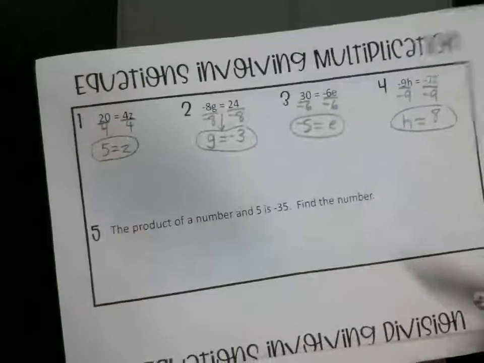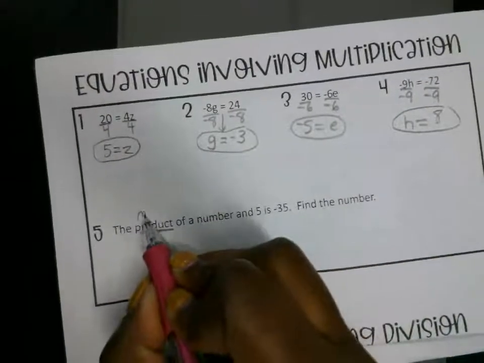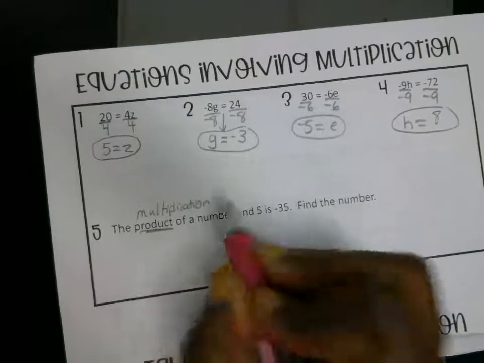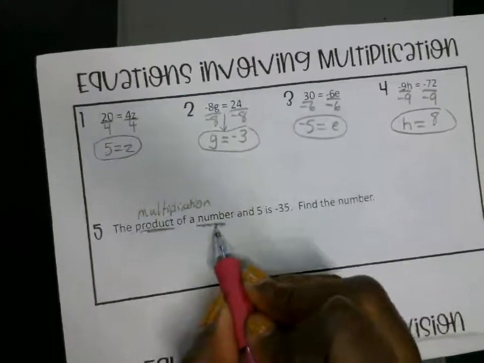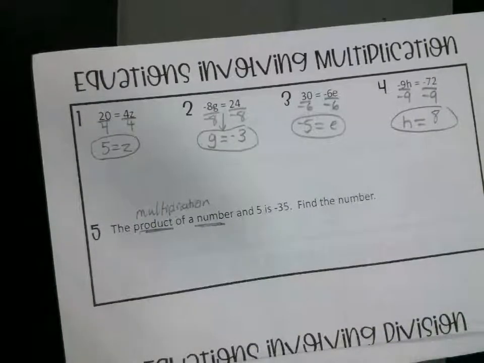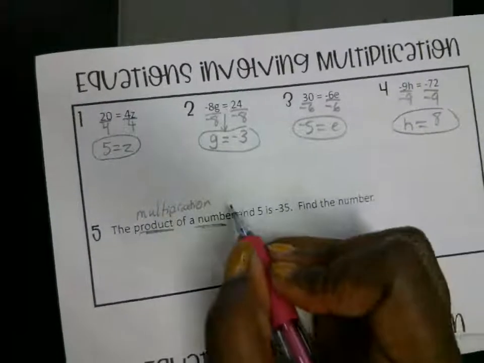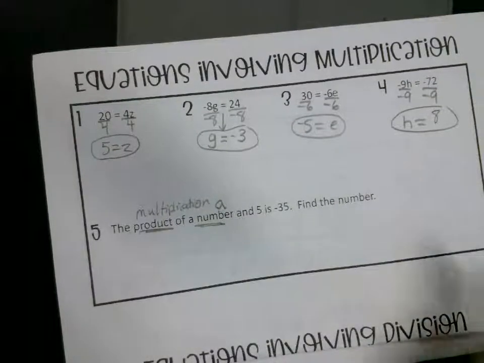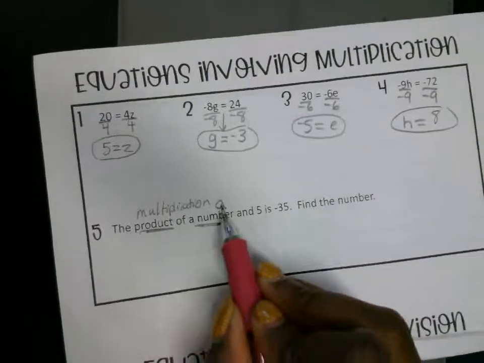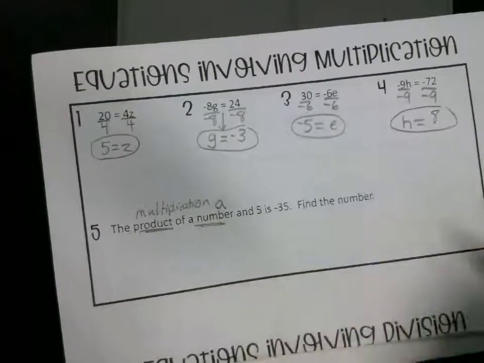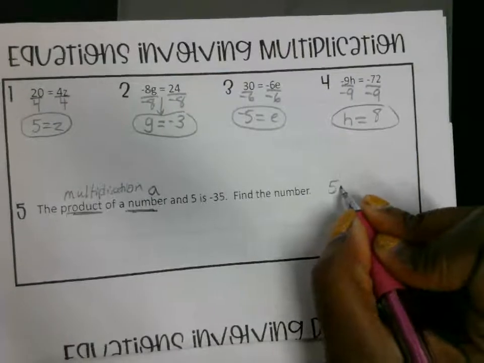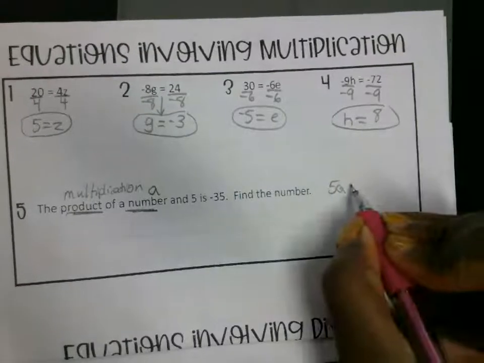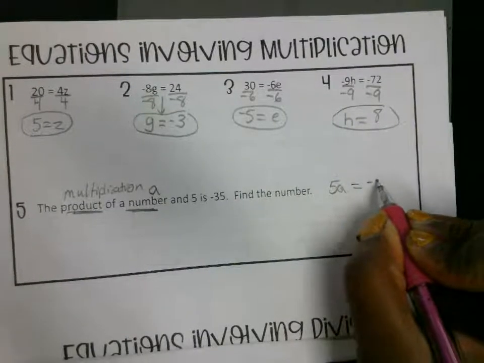Let's look at 5. The product, that's multiplication, of a number. We don't know. It didn't tell us what the number was, so we're going to use a variable. What variable do you want to use? Let's do A, okay? So multiplication. The product of A and 5. So we write that as 5A. That's A times 5. What symbol do we use for is? Equal. Equal -35.